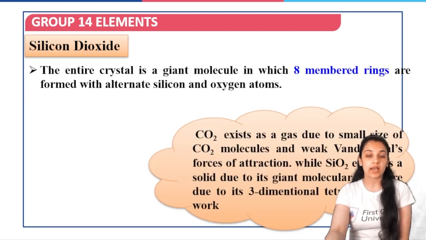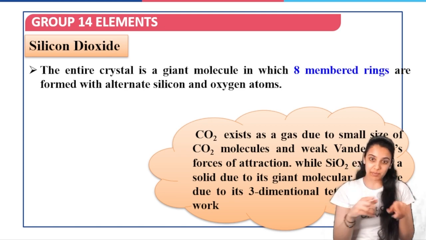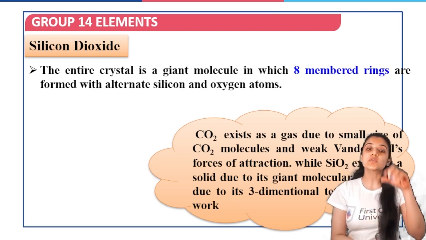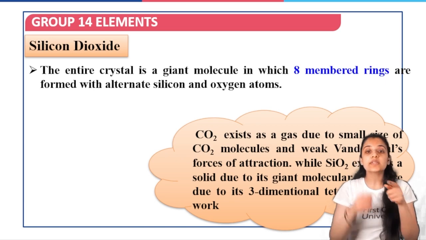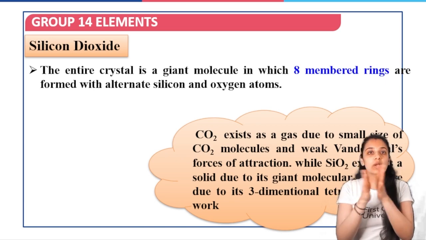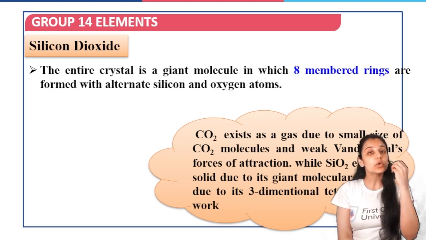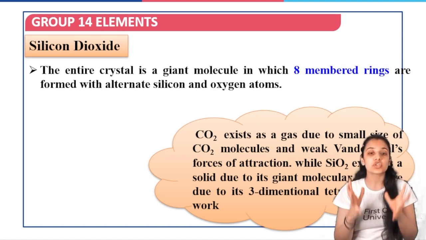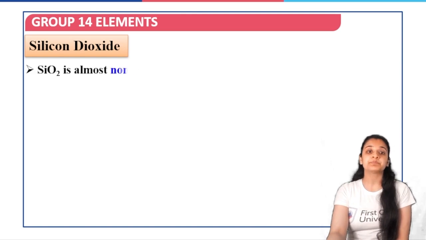We have already seen carbon dioxide. Here, silica is being compared to carbon dioxide. So CO2 and SiO2. Now CO2 is a gas because the CO2 molecules are very small and there are weak van der Waals forces of interaction existing between them. But SiO2 exists as a solid because it has a giant molecular structure because of the three-dimensional tetrahedral network that exists.